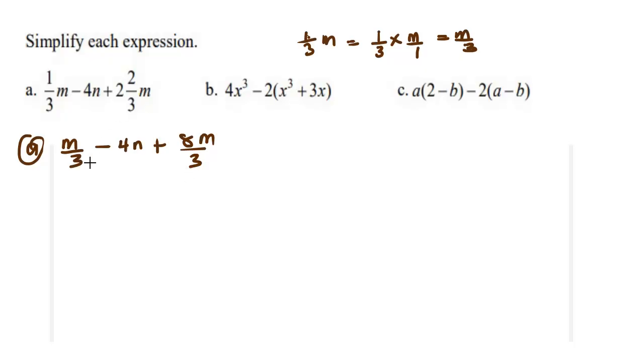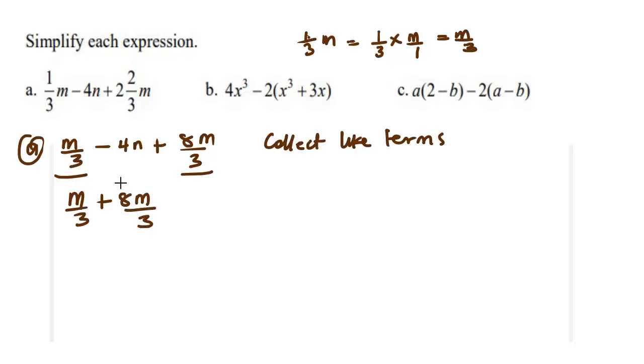So the next thing we need to do is to collect like terms. So what are the like terms here? This and this. So we have m over 3 plus 8m over 3. Then this one will return as minus 4n. So all of them are moving with their sign.